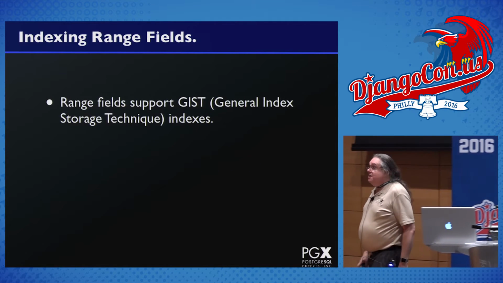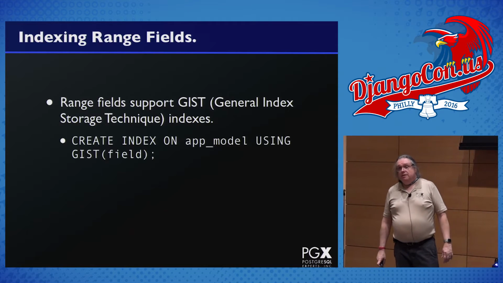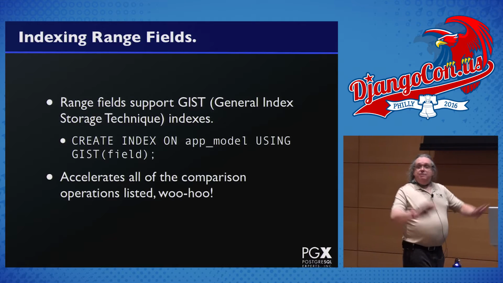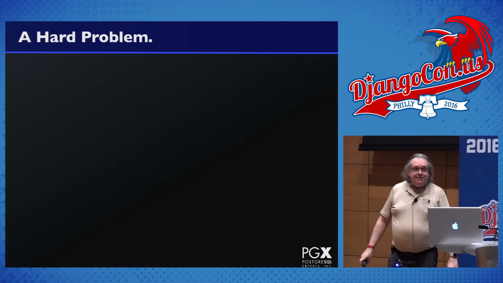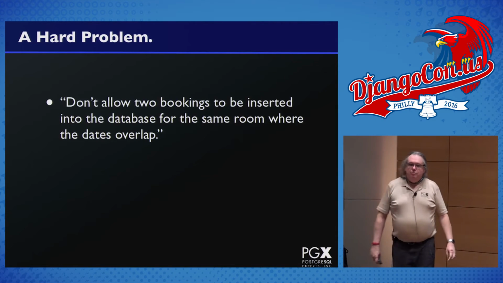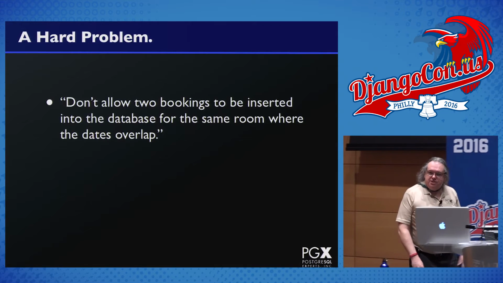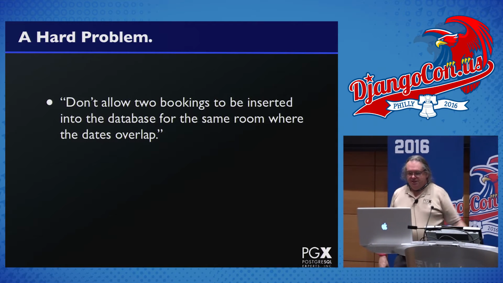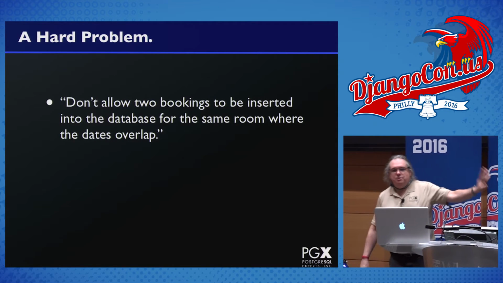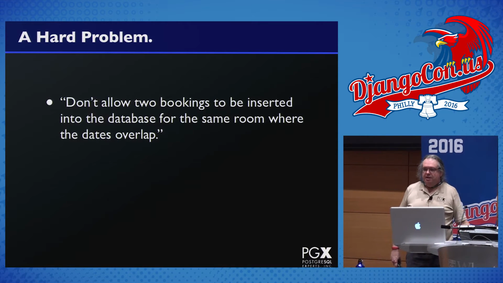This is where you use a GiST index. It looks just like the GIN index, only you say GiST instead of GIN. And it accelerates everything we've talked about. Woohoo! Goes really fast. And why would you use one of these? Well, here's a really hard problem. And we had no good solution for it until we had range types. So you're writing a booking system because people do things like that. And you say, don't allow 2 bookings to be inserted into the database for the same room where the dates overlap. Okay? You want a constraint that prevents that situation from arising in the database.